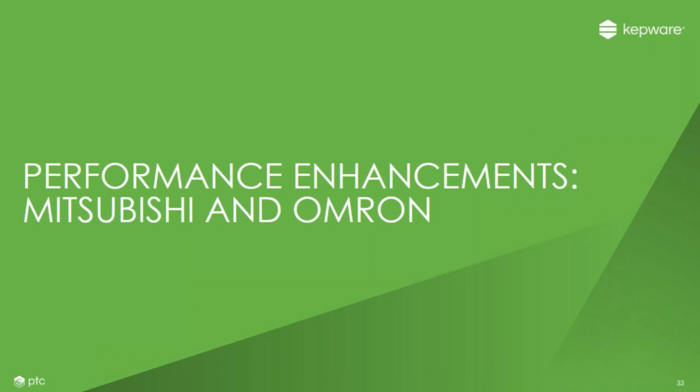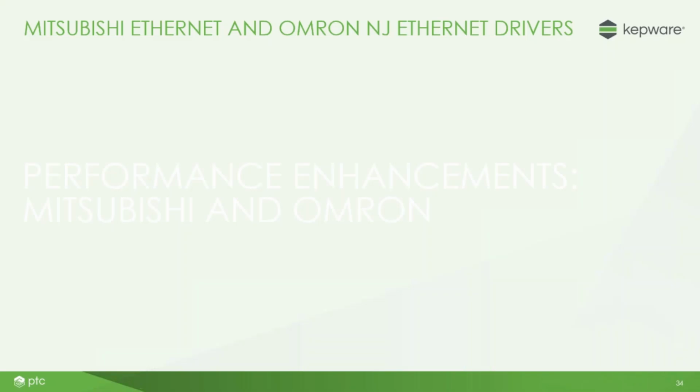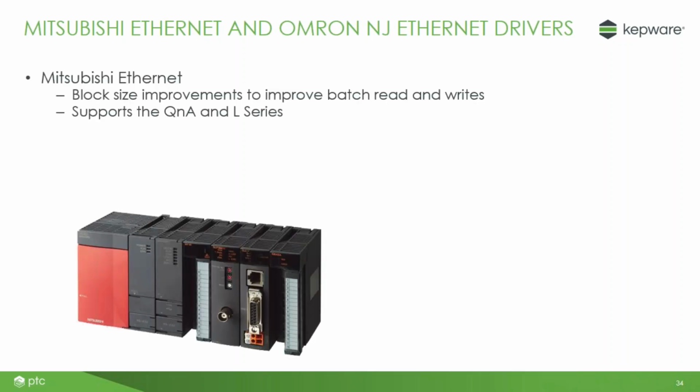All right, now last but not least, performance enhancements for Mitsubishi and Omron drivers. So this is actually huge, especially for markets where Mitsubishi and Omron are used heavily, like in Asia Pacific and Europe, AMEA. So Mitsubishi Ethernet, we significantly improved read and write throughput and speed by implementing new block size improvements. So now we can do batch read and batch writes. We were pretty performant before, but now this just bumps up the speed even more so that we're outstripping our competition and really performing well against any competitive offerings for the Mitsubishi drivers.